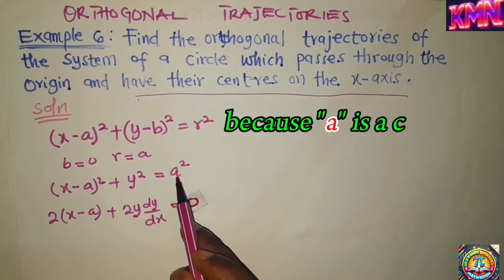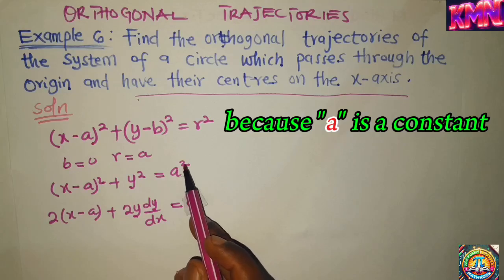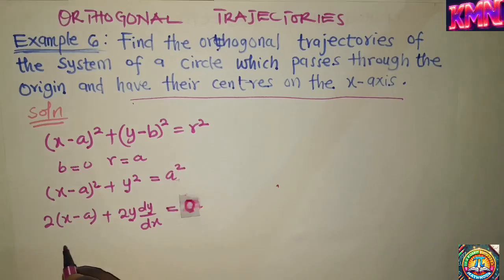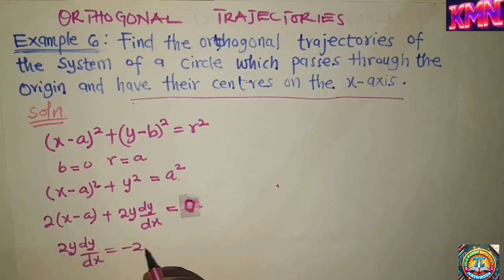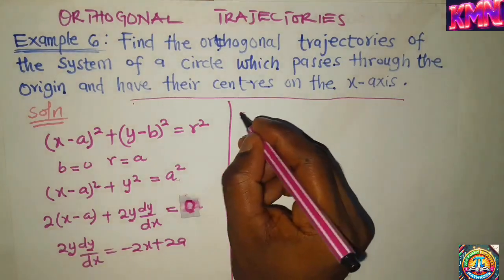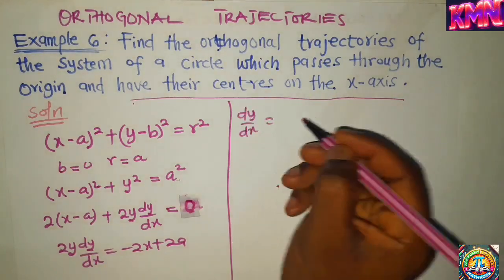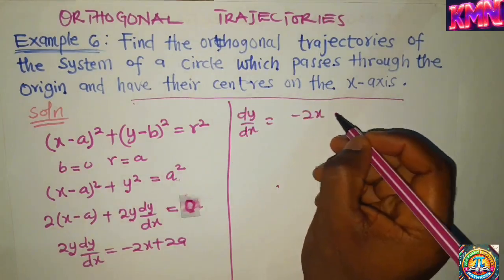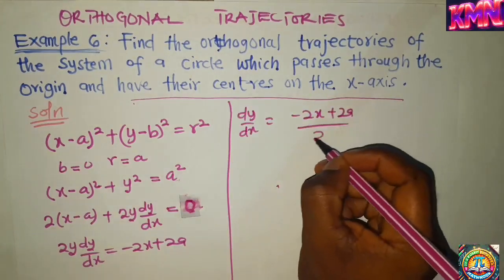Remember that we know that this particular a is just a constant, a value. So whether it is squared or whatever, it will give us a value. Everything here is a value, and when you differentiate a value, you get 0. In that case, we are getting 2y dy/dx equals, then let's expand and move it to the other side. That will give us negative 2x plus 2a. Making dy/dx the subject, we get dy/dx equals (negative 2x plus 2a) on 2y.